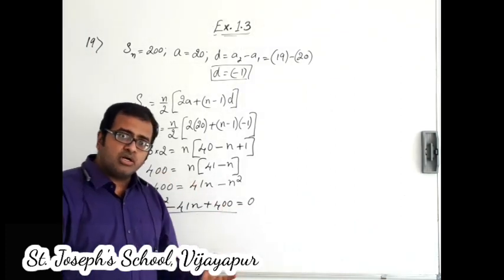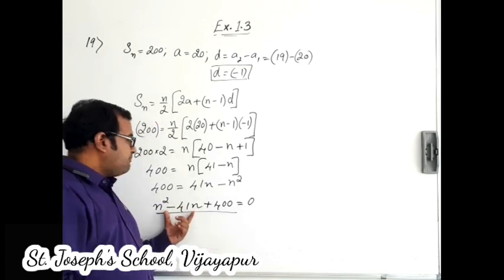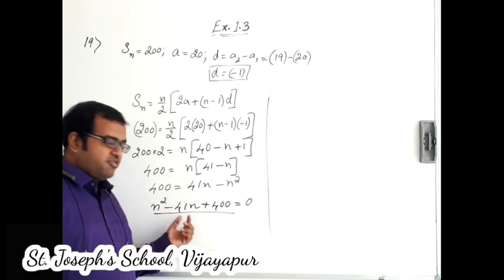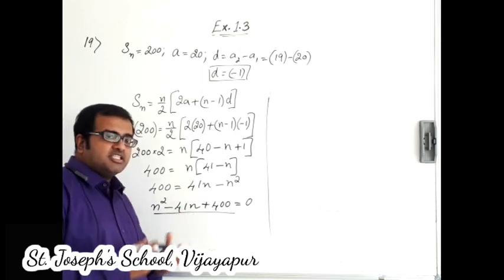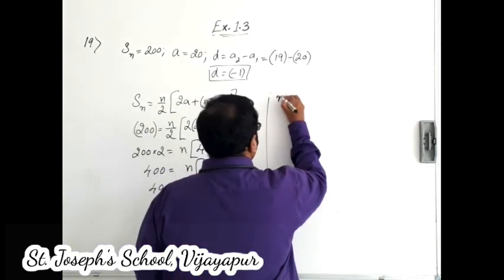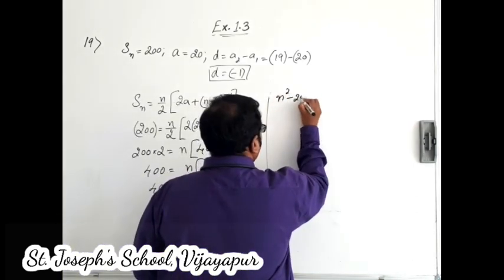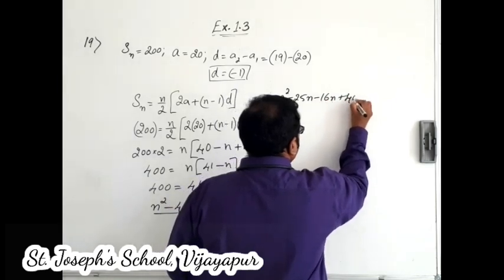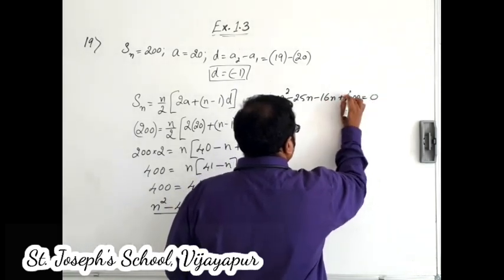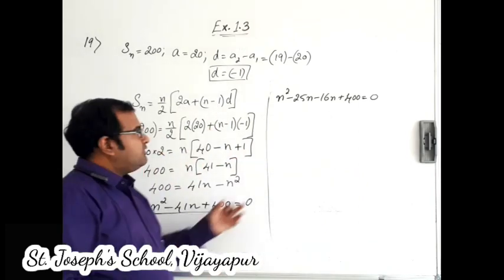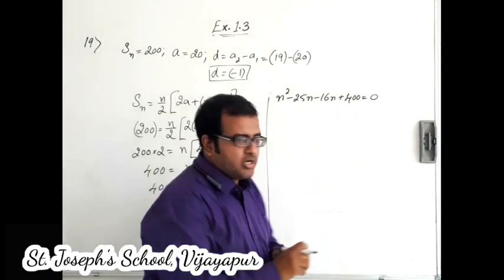So the product should be 400 n square and the sum should be minus 41 n. Which are the two numbers? In a quadratic equation, when we factorize, the middle term will split into 25 and 16, that is n square minus 25n minus 16n plus 400 is equal to 0. If you add these two numbers, you will get minus 41. When you multiply these two numbers, you will get 400.